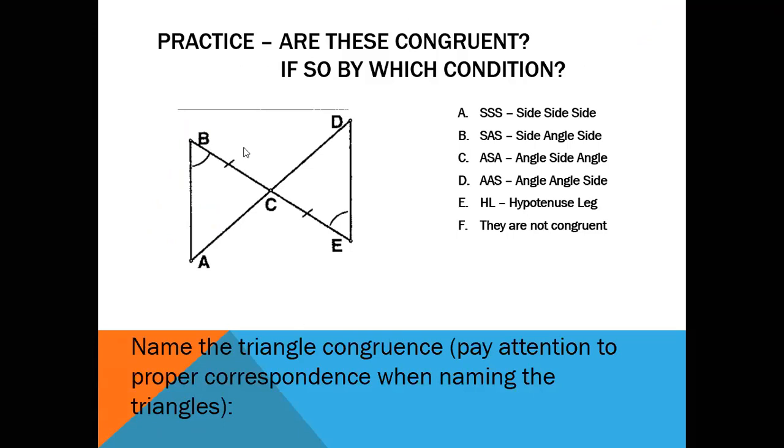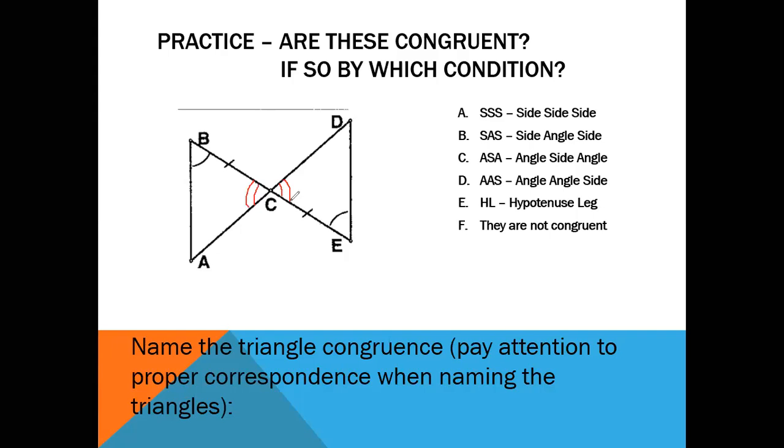Are these congruent, and if so, by what condition? What am I allowed to always mark? Does anybody know what else I could mark on this triangle that is congruent? The vertical angles. Very good. You're always allowed to mark vertical angles are congruent. Always. You can always mark vertical angles.